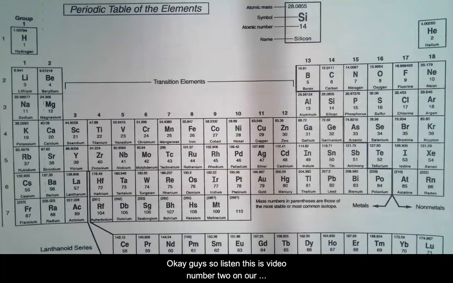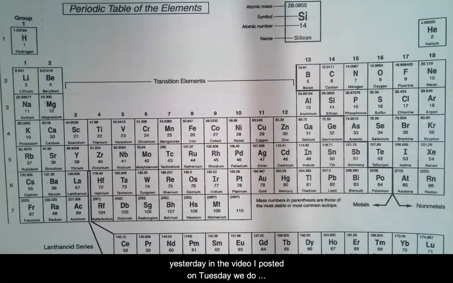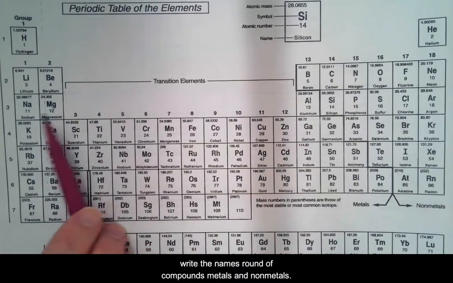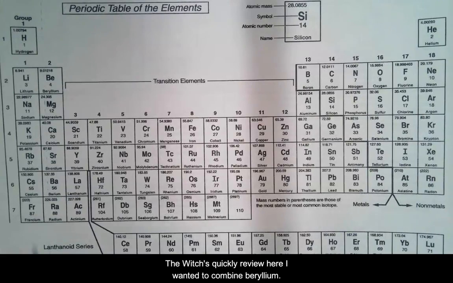Okay, guys, so listen, this is video number 2 on our series of 3 videos on reviewing ionic compounds. Yesterday, in the video I posted on Tuesday, we drew some Lewis dot structures. We got a beginning understanding of how we could write the formulas and write the names for ionic compounds, which are always metals on the left-hand side, with the non-metals on the right-hand side. So let's just quickly review here.